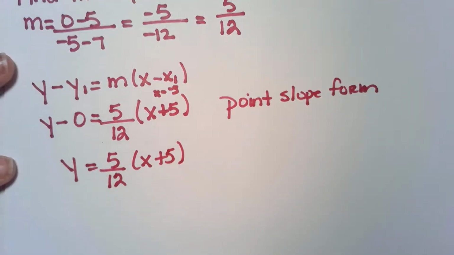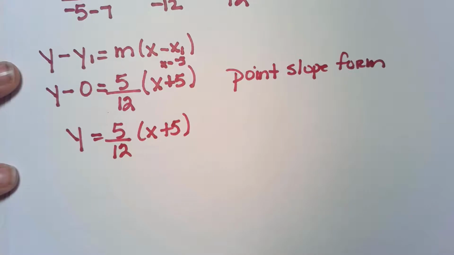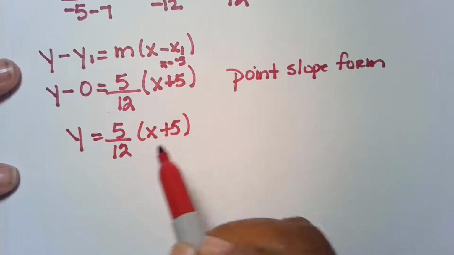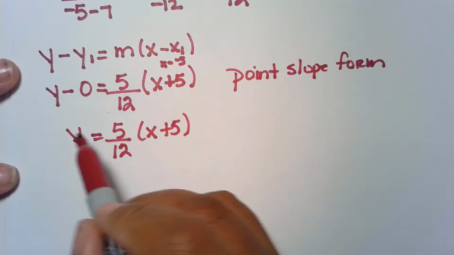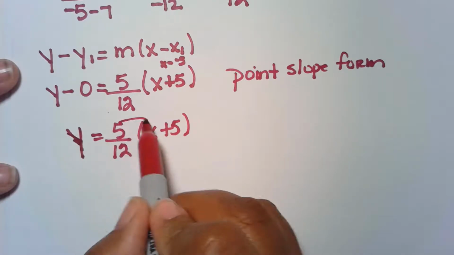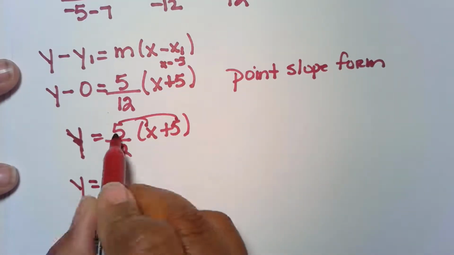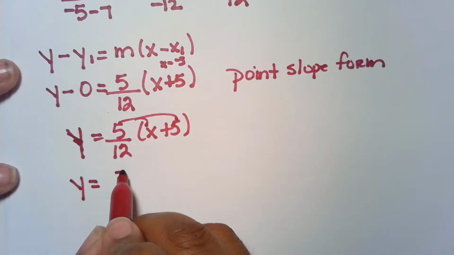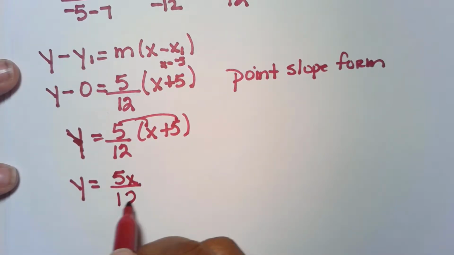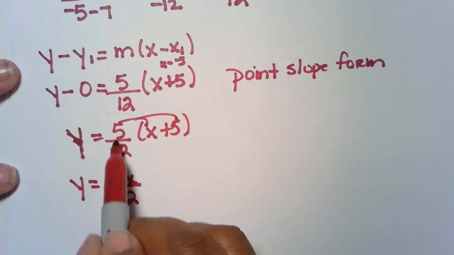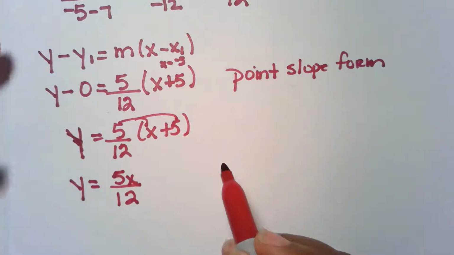Okay. Now let's write our solution in slope intercept form. Yes, we're solving for y, but what we're going to do is distribute this 5/12. So we have y equals 5/12 times x. That would be 5x over 12. And then we have 5/12 times 5.